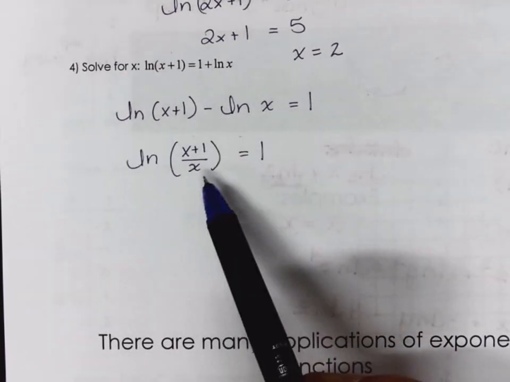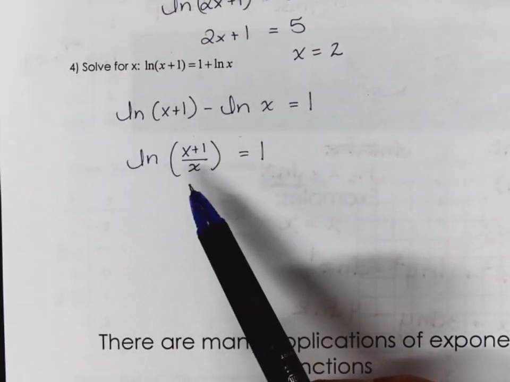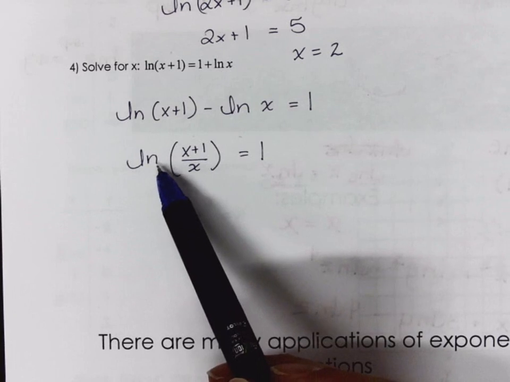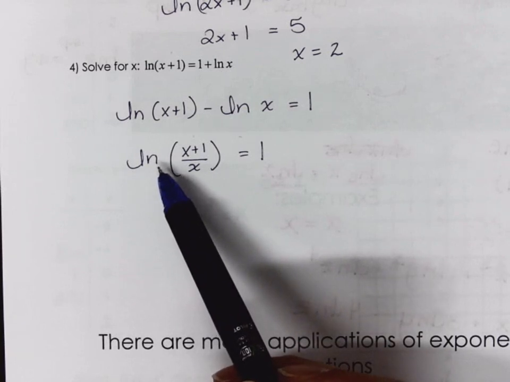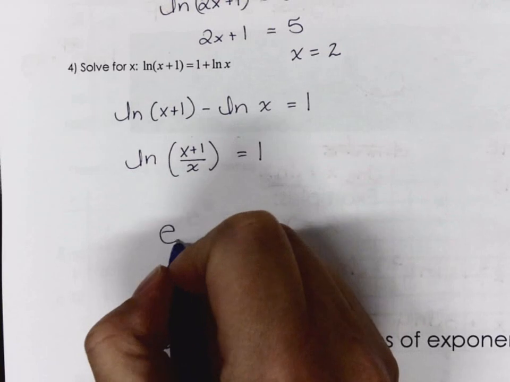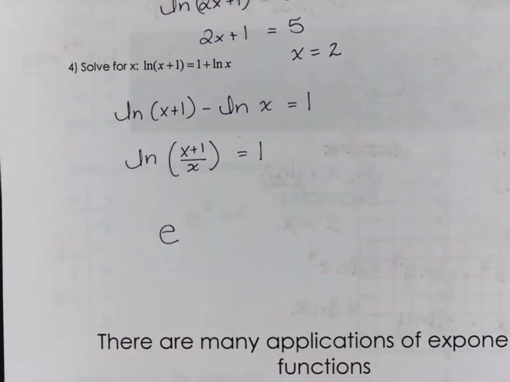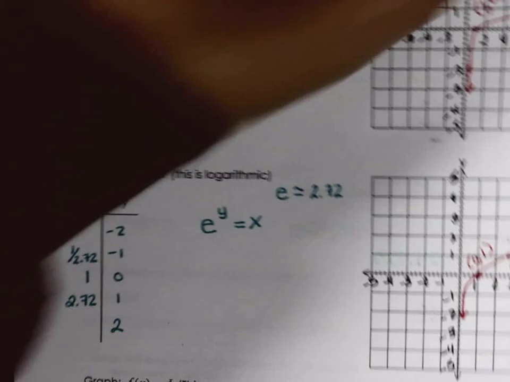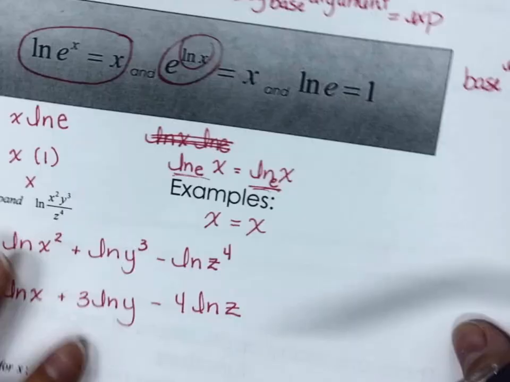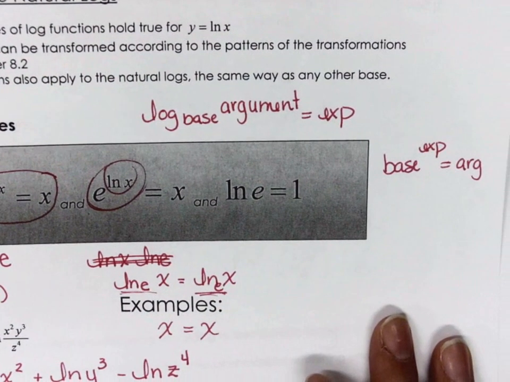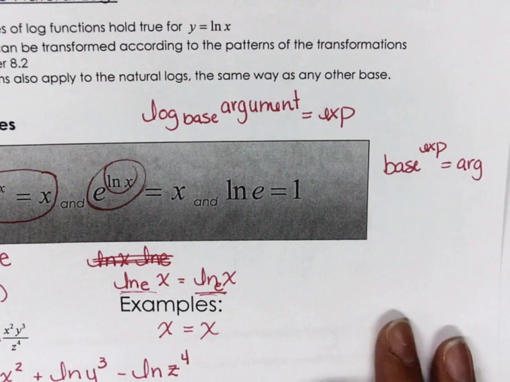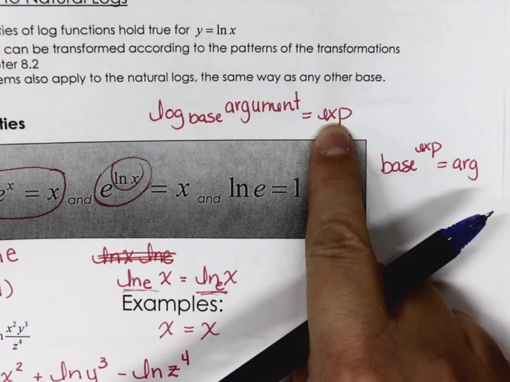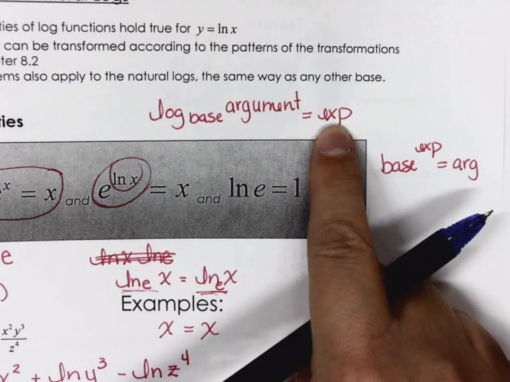Okay, so if I have a single log, I'm going to put this into exponential form now. What's the hidden base on the natural log? E. E to the exponent what? You only have 2 other options. If we go back to here, where does the exponent live in logarithmic form? Outside. So e to the exponent 1.